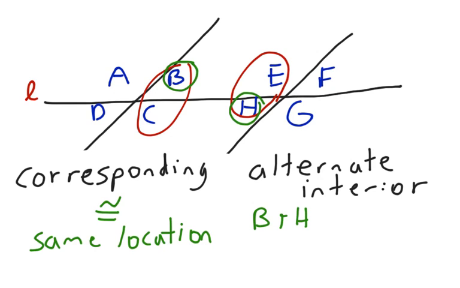So that means they are going to be congruent, and angle E and angle C are the other group that we have there. So angle E is on top, angle C is on the bottom, so they're alternating on that transversal, and they are interior. So E and C would be our other pair.